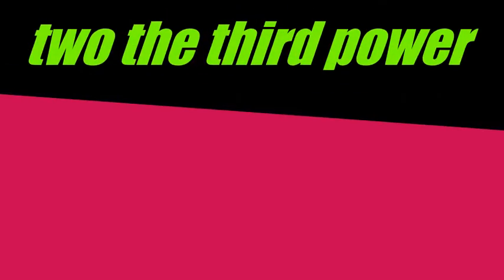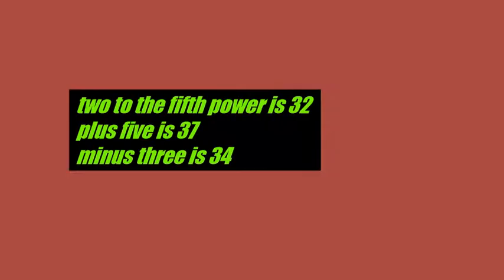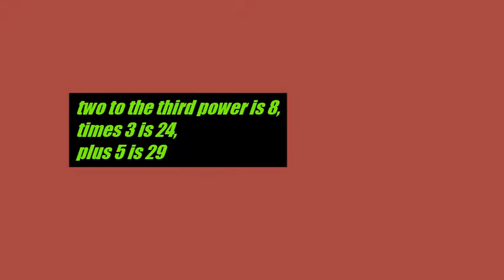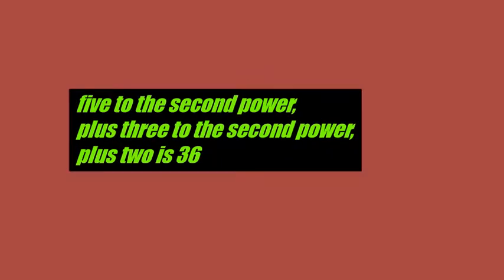2 to the second power is 4. 2 to the third power is 8. 2 to the fourth power is 16. And 2 to the fifth power is 32. So let's say you rolled a 3, a 2, and a 5. You could say 2 to the fifth power is 32, plus 5 is 37, minus 3 is 34. Or you could say 2 to the third power is 8, times 3 is 24, plus 5 is 29. Or you could say 5 to the second power plus 3 to the second power plus 2 is 36.